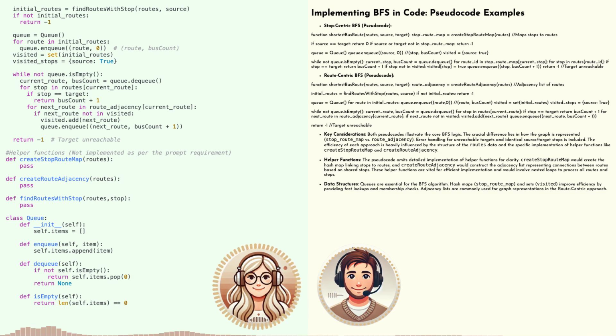If Route A and Route B both stop at Central Station, they'll be on each other's lists. So we're capturing all those relationships based on those shared stops. And then the rest of the BFS is pretty similar. We use a queue and a set to keep track of the routes we visited. It's the same core logic, just applied to a different perspective.